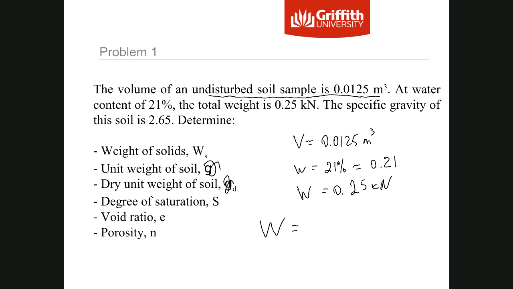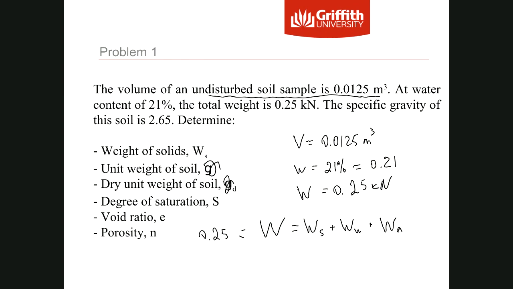and total weight is equal to weight of solids plus weight of water plus weight of air. This is the same thing. Remember in that three phases diagram, I talked about mass: total mass is mass of solids plus mass of water plus mass of air. We can do the same thing for weight. So in this case, total weight, which is equal to 0.25, is equal to weight of solids plus weight of water plus weight of air.